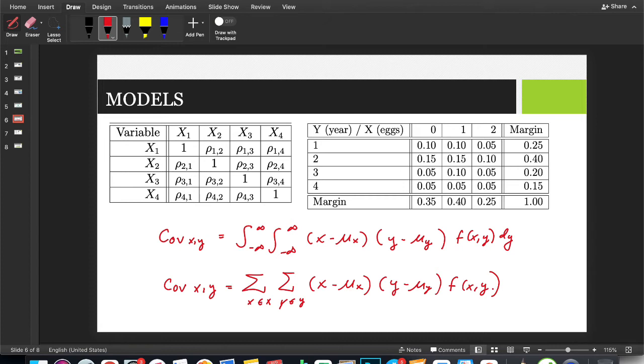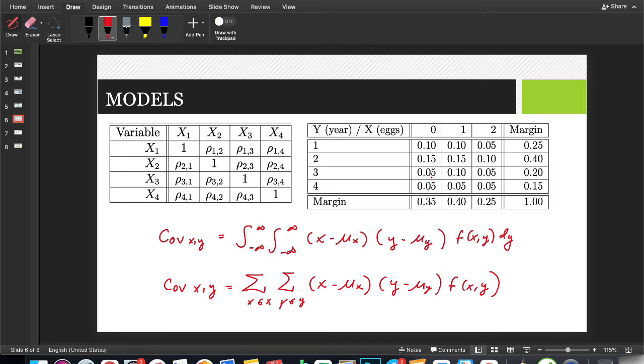As an example, let's consider a population consisting of all of the chickens of a particular breed belonging to, say, a large multi-farm poultry company. For each chicken in this population, we have x equal to the number of eggs laid in the first week of January, and y equal to the age of the chicken in years. The joint PMF of x and y is given in this table.